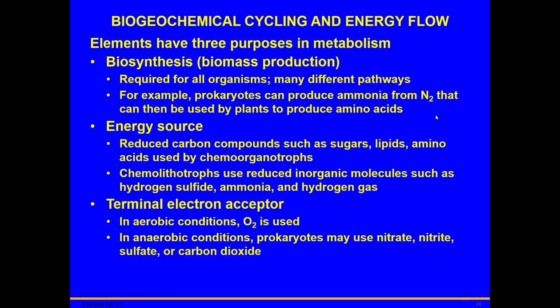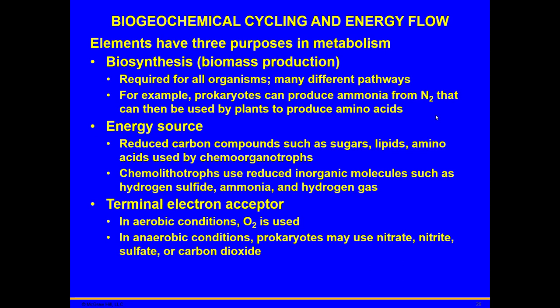Now, elements have three purposes in metabolism: biosynthesis, as an energy source, or as a terminal electron acceptor. Now, biosynthesis, this is basically making biomass, in other words, more cells, okay? It's required for all organisms, and many different biochemical pathways require it. For example, prokaryotes can produce ammonia from nitrogen. There's a group that can do that, that can then be used by the plants to produce amino acids.